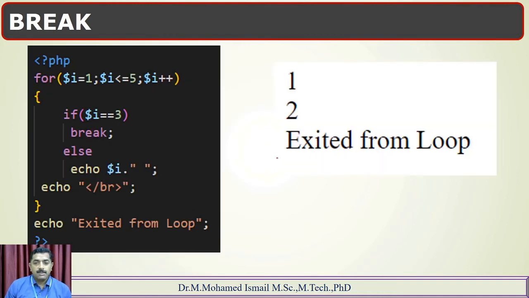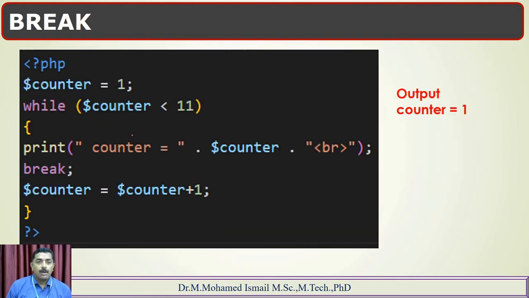This is the break statement which I mentioned: if i equal to 3, break, else print. So 1 and 2 it will print, then it comes out of the loop. Then the echo "exited from the loop" is the statement I am printing. So the break statement comes out of the loop. One more example for break using a while loop. I am using a counter starting at 1, checking counter less than or equal to 11, and it should print the counter value. First time it will print 1, and next I am immediately using break, so it comes out of the loop. So counter equal to 1 only it will print.